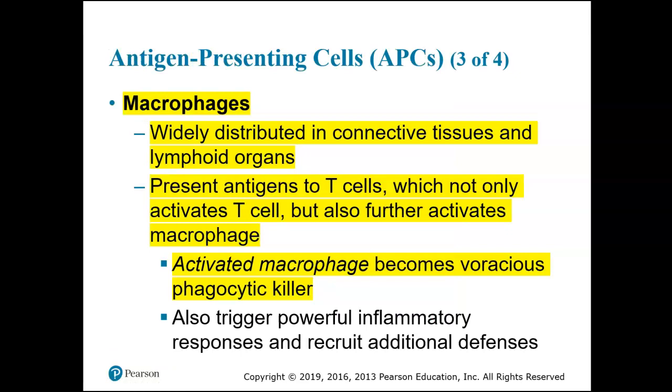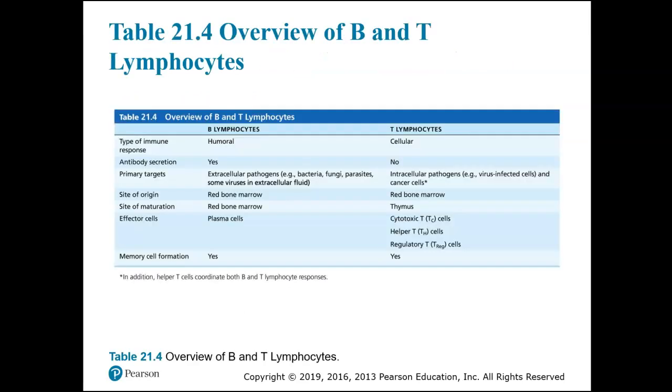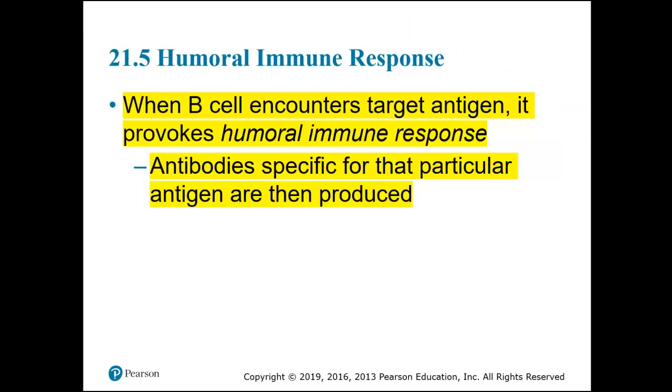Macrophages are the large white blood cells that are part of our innate immune system. They are also known as big eaters. So they're widely distributed in connective tissue and lymphoid organs like your spleen. And they present antigens to T cells. This is going to activate the T cell and further activate the macrophage, which will then become phagocytic to those antigens when it encounters them.